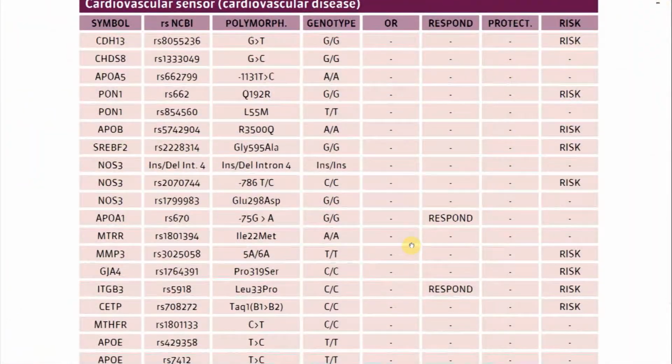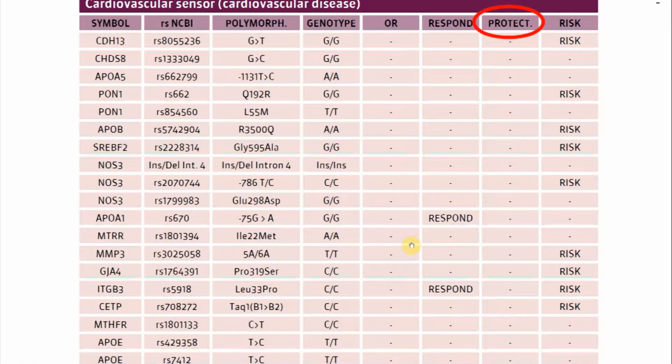Now, the OR, the odds ratio, is not relevant in this table. I'm going to explain what it means in the other one, so you can just ignore it here. Responder means that due to these genes, you respond to something particularly well. It might be a medical treatment. It might be a lifestyle intervention that is just better for you than it is for many other people.